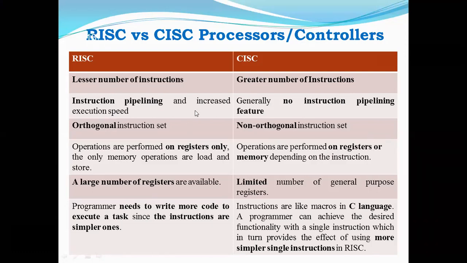Then the second point, coming to instruction pipelining. You know what pipelining is? Because we don't want a slower system. We want all the instructions to be executed in parallel. So instruction pipelining is there in RISC, and in CISC also instruction pipelining is required. Okay. Then coming to the orthogonal instruction set, that is there in RISC. And in CISC, you have the non-orthogonal instruction set.